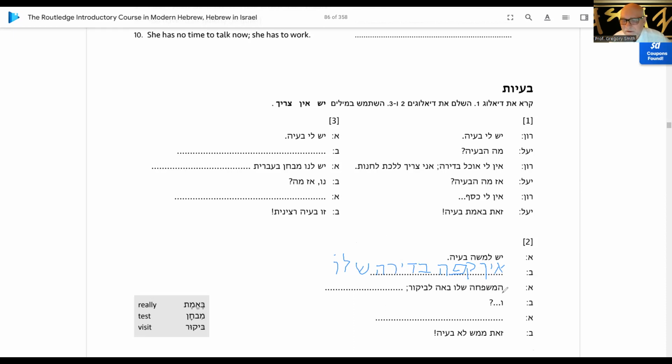Okay, so how about this one? This is questions and answers. That's what that is. Hamishpacha shelo, his family. I think that's ba'a, levikur, coming to visit. המשפחה שלו באה לביקור. Okay, so his family came to visit.